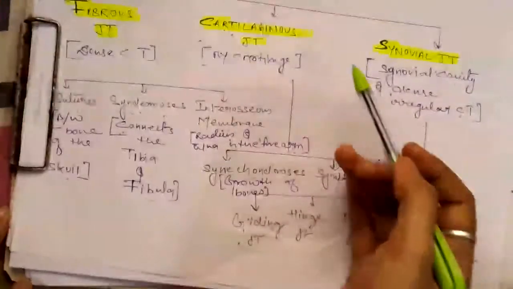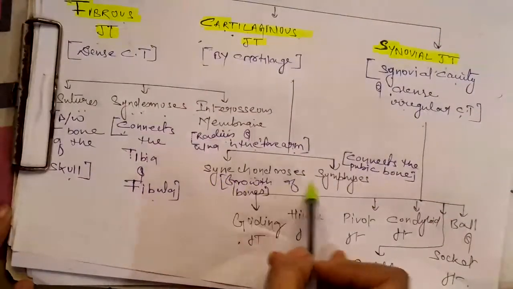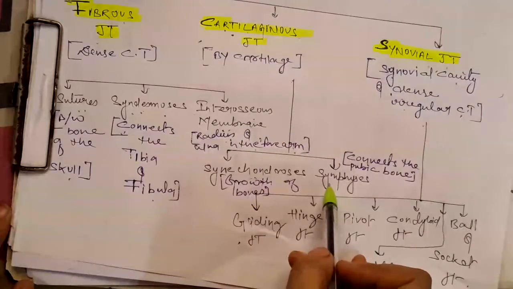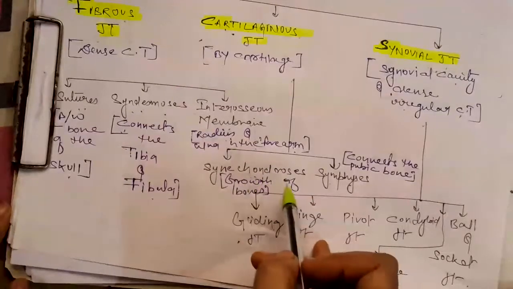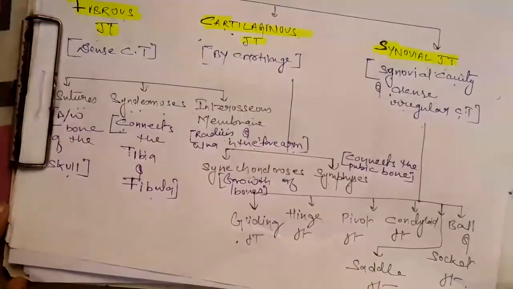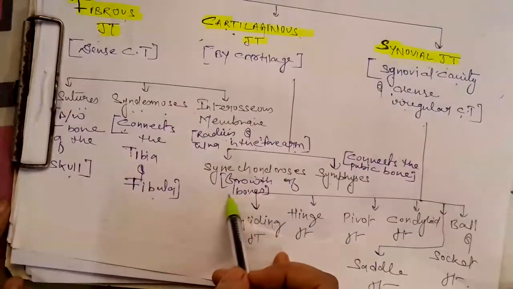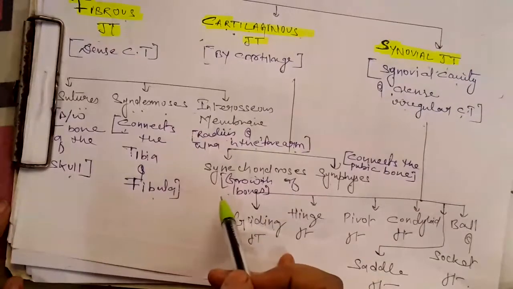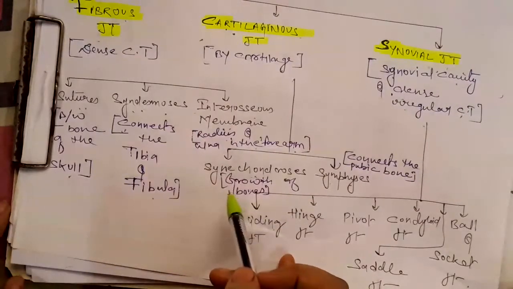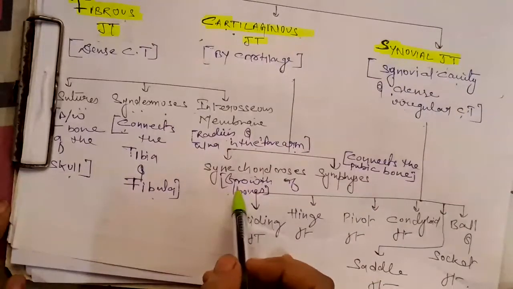Next we will see the types of cartilaginous joint. The first one is synchondrosis, and the second one is symphysis. The synchondrosis is responsible for the growth of the bones. It is the joint in which the connecting material is hyaline cartilage, and it is found in the epiphyseal plate, mainly the growth plate, and connects the epiphysis and diaphysis of the growing bones.